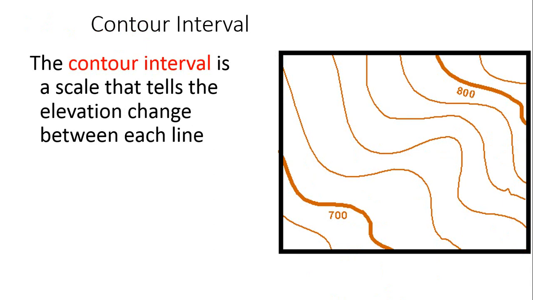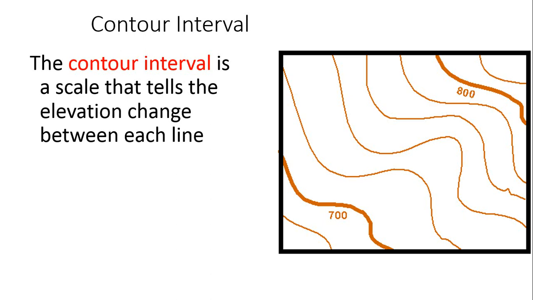The question now becomes, if we don't have a number for each line, how do we figure out what each line represents? Well, what we're referring to there is called the contour interval. It's kind of like a scale. It tells us how much the elevation changes between each line. That's what the contour interval is. It's a scale that tells us what the elevation is changing between each line. And it can be different for different maps.